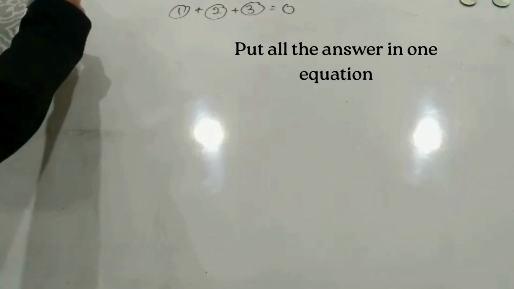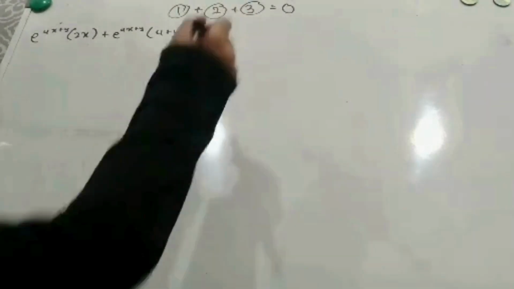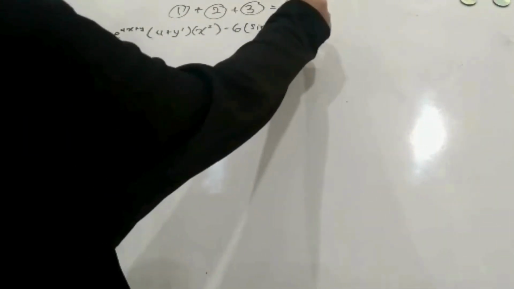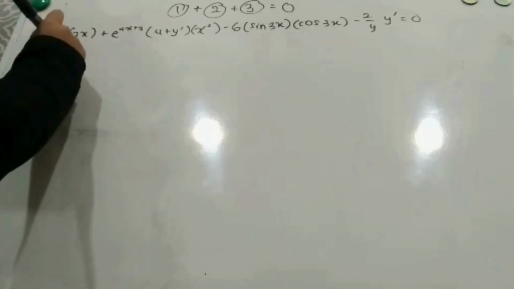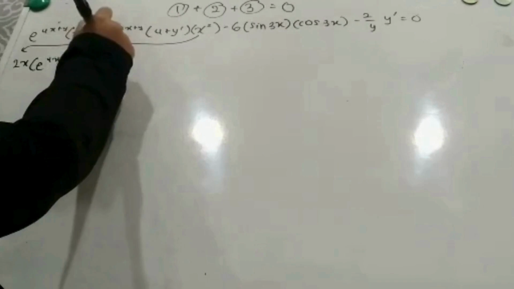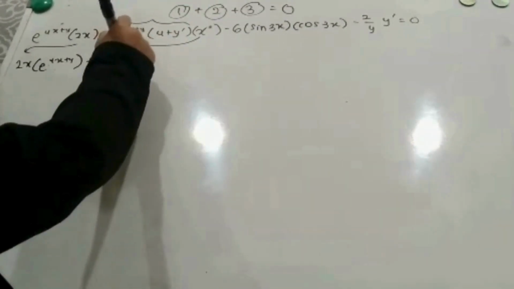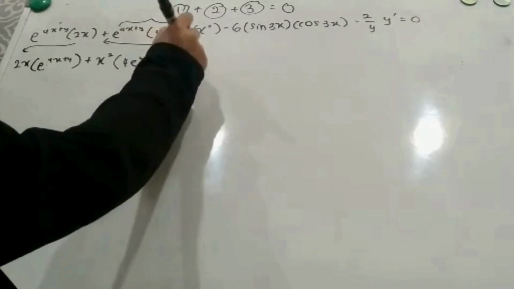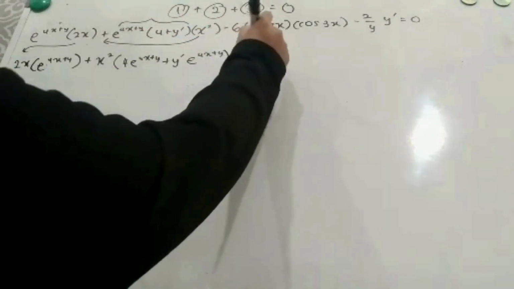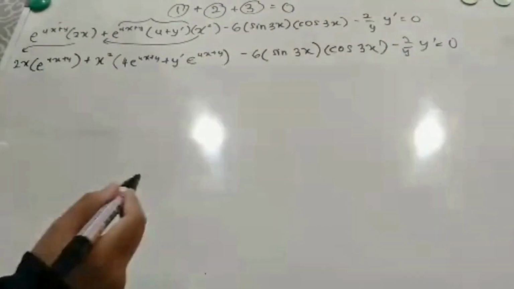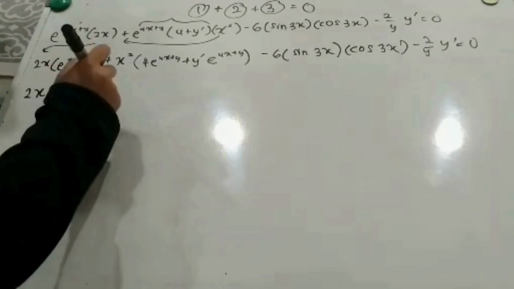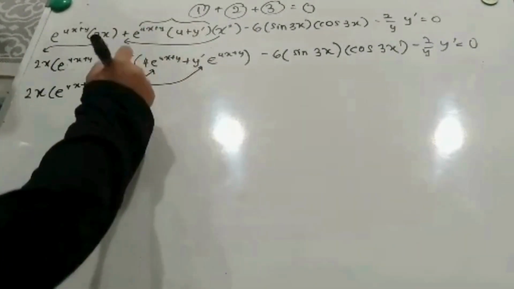Next, we combine all the answers into one equation. Then we bring the 2x to the front. Also bring the x squared to the front. After that, we expand the terms at the back.